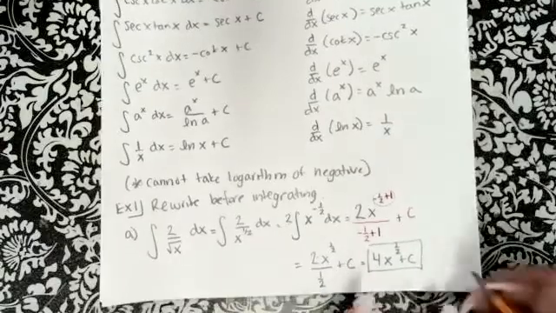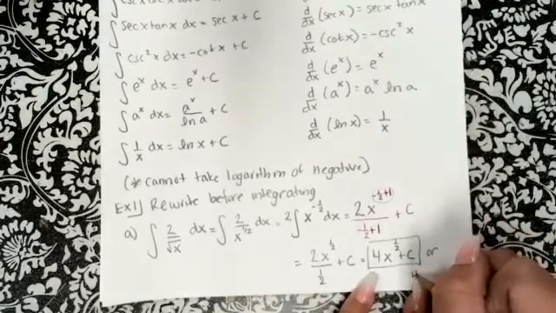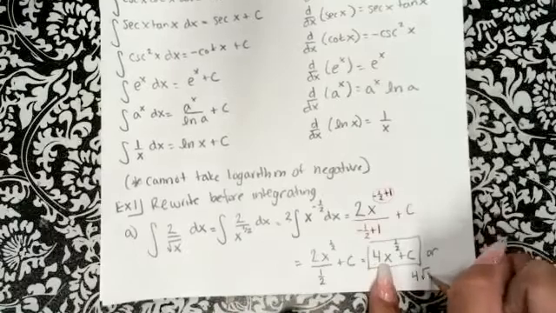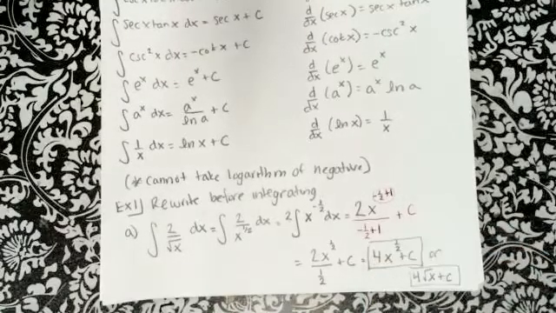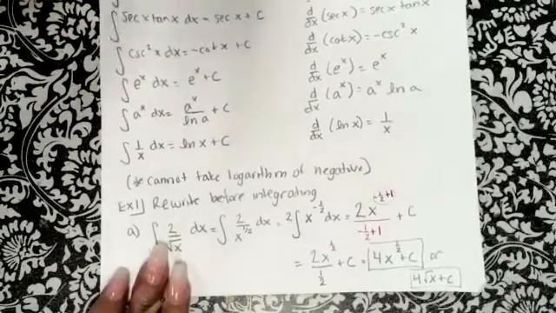Now you can write your answer like that, or you can write it like this. 4x to the 1/2 is the square root of x plus c. These are both correct. Let's go ahead and do another example.